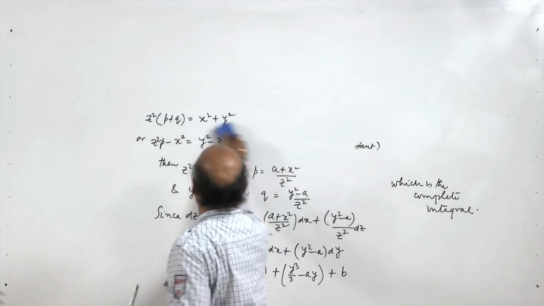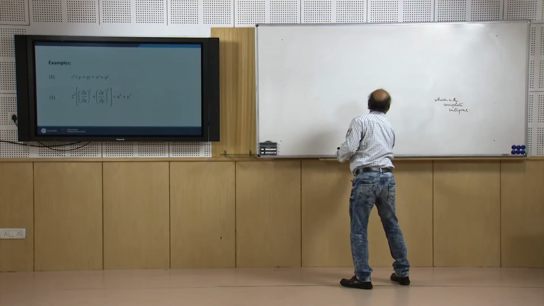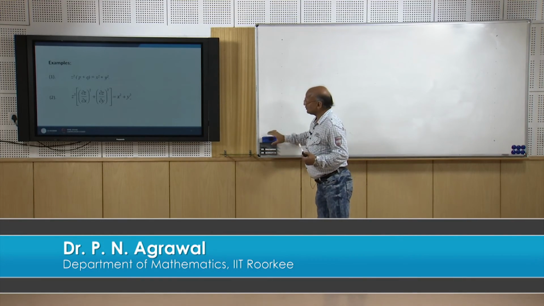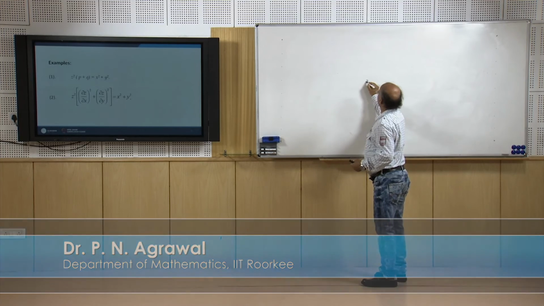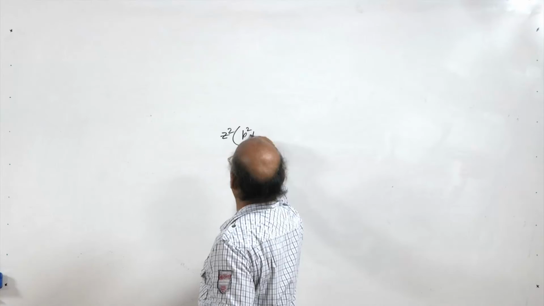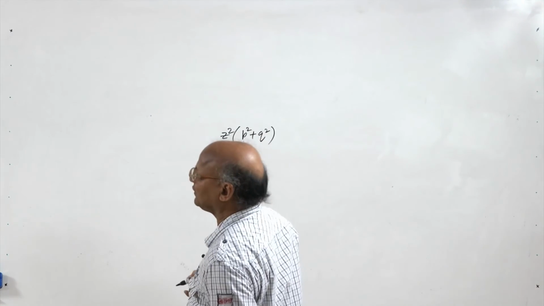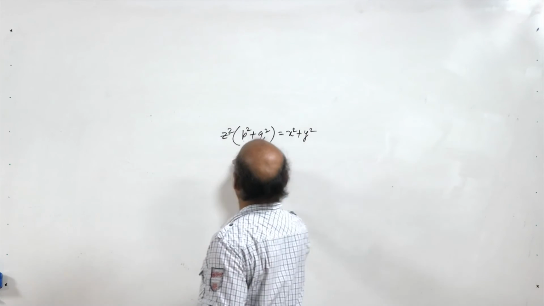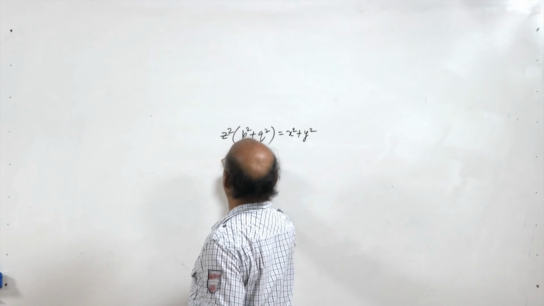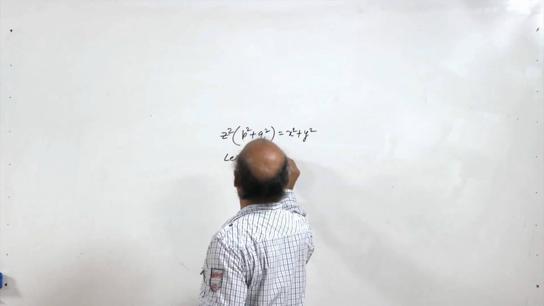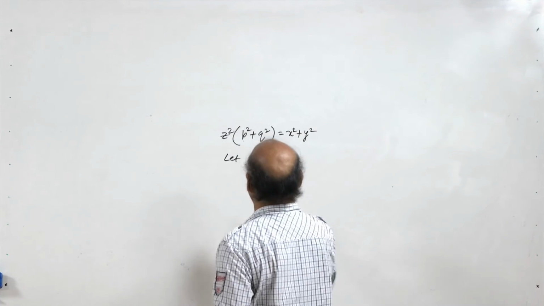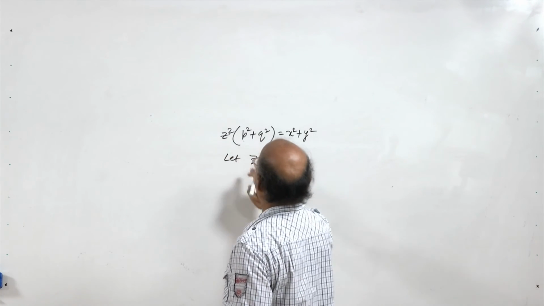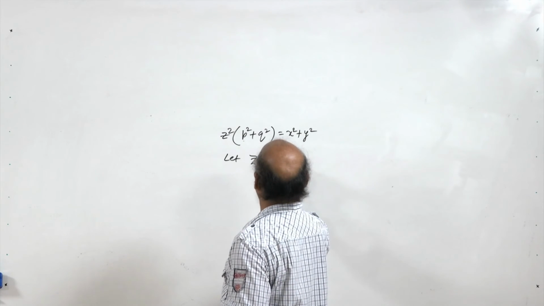Let us now take up another partial differential equation, to make it more clear. So, let us consider z square into (p square plus q square), and then this is equal to x square plus y square. So, here I think we have to define, let capital Z be equal to, because this is (zp) whole square and this is (zq) whole square. So, we have to define it as z square by 2.